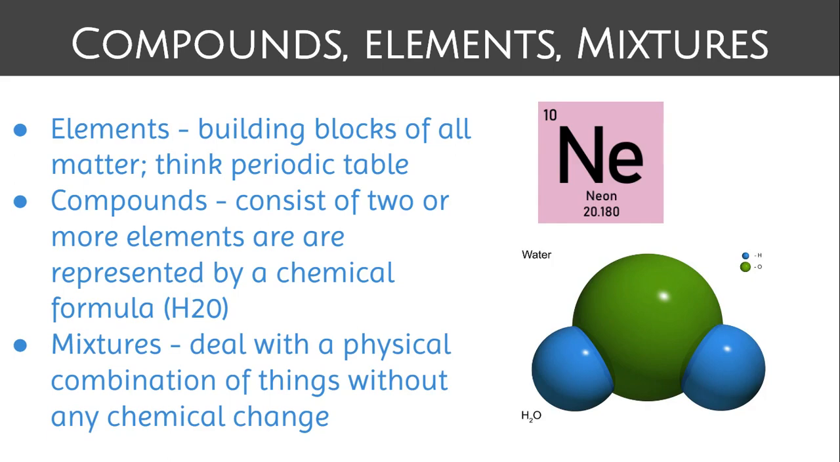Compounds, you see I have a picture of a compound, the one that we've been talking about the most, water, H2O. Compounds are two or more elements, and they're represented by the chemical formula H2O, because we know that that formula means the H is the hydrogen and the O is the oxygen. If you take a look at this molecule of water, we can see visually through this model how these things can be separated further.